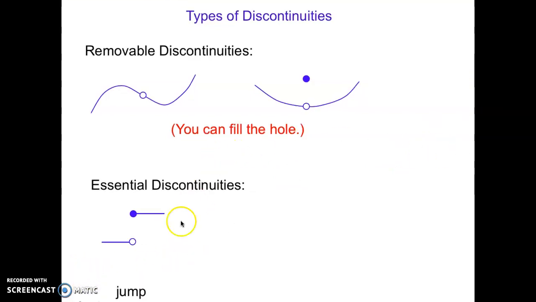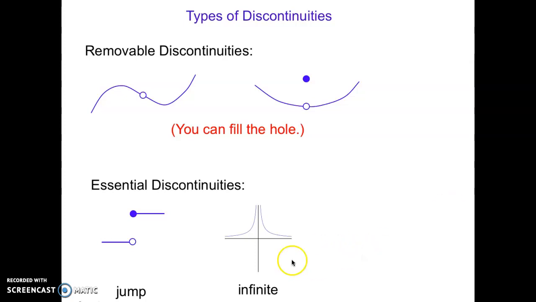And jump discontinuity is when there is a huge gap in the range, but there's not just a hole in the function like this. Notice this is just a hole in the function. Here there's a real big gap in the range of the function, where the range is down here, and then there's a jump in the range, and then the range continues. That's considered jump discontinuity.